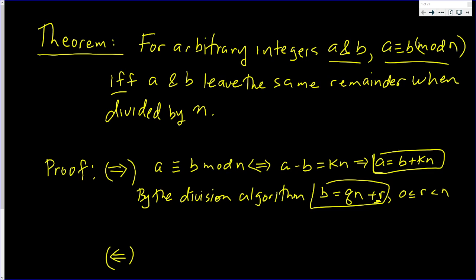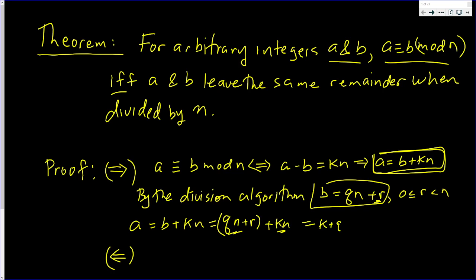Now I want to show that a has the same remainder. Well, from right here, we know that a is b plus kn. But we just learned that b is qn plus r, so a is qn plus r plus kn. Well, I'll combine the n's. q plus k is an integer, and it gets multiplied by n, plus r. We already defined r. r is between 0 and n.